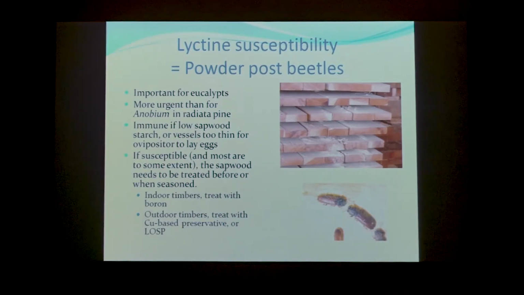There are some timbers that are naturally resistant to Lyctus, and they would have low starch content in the sapwood, or small vessels, because the beetle lays its eggs in the pores or vessels of the eucalypts, and if those vessels are too small in diameter, they can't lay their eggs in there, which makes the timber immune.